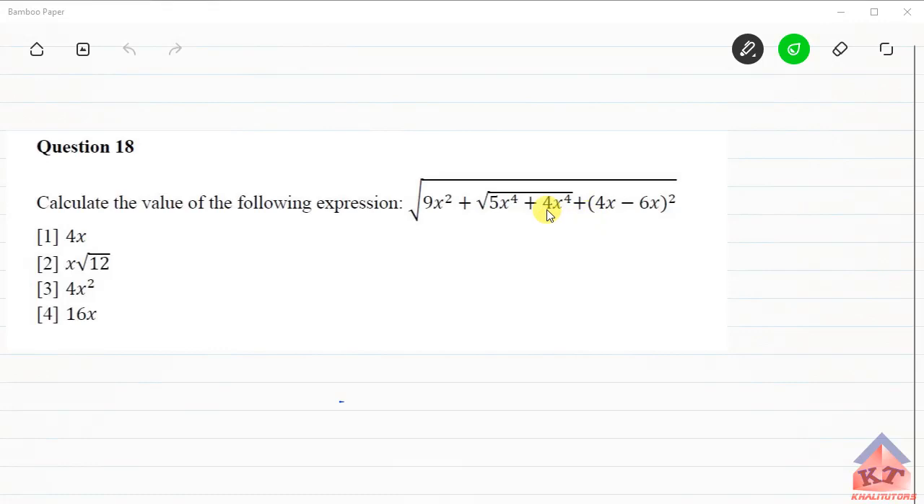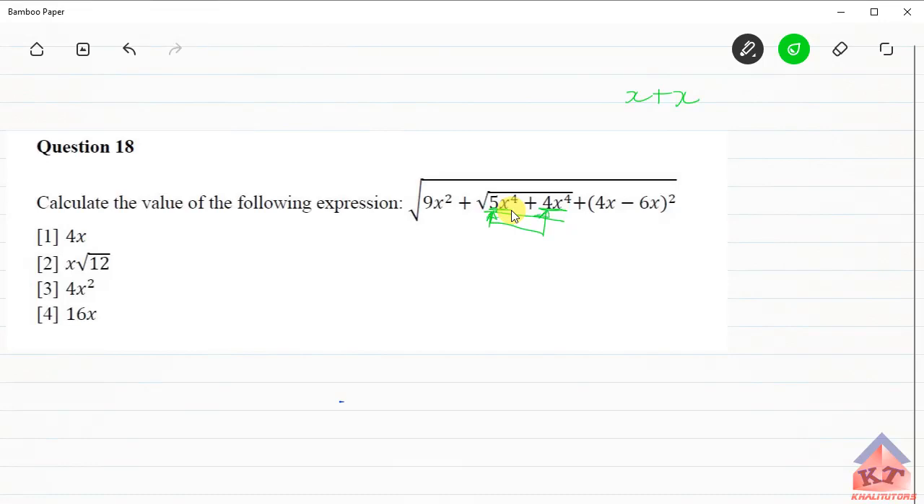If you look at these two, here, these are actually like terms. It's like having x plus x, okay? So in this case, this is much simpler, okay? You just add these two. 5x to the power 4 plus 4x to the power 4 will give you 9. So basically, you focus on the numbers here, okay? Since these are like terms.